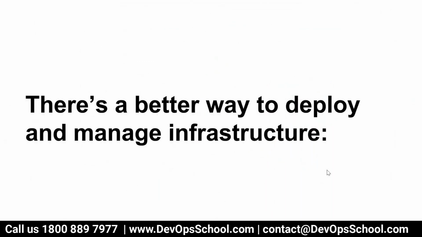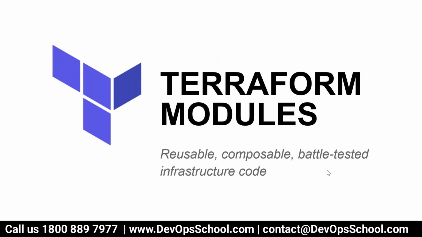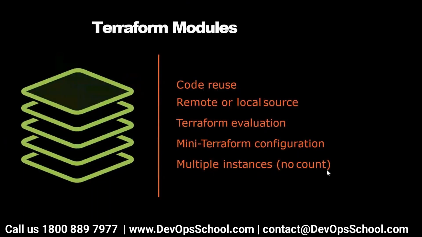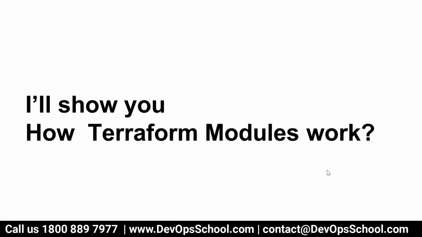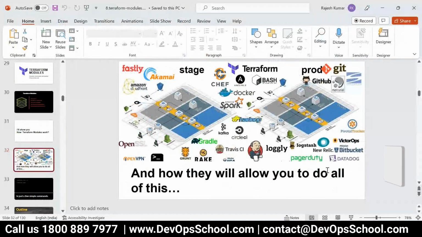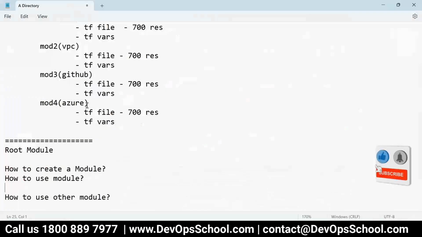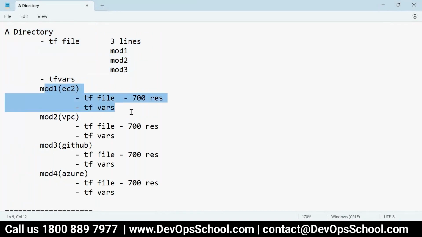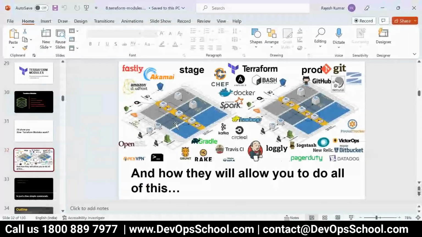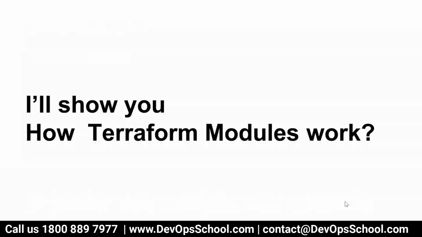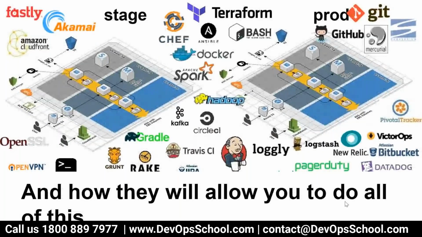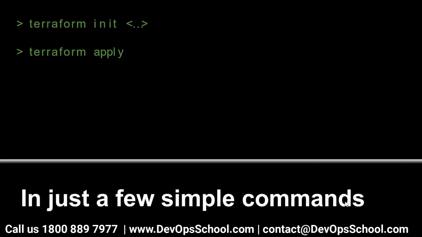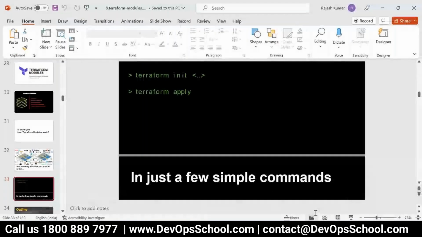So what is a better way to deploy and manage infrastructure? That is a Terraform module. So what is a Terraform module? A Terraform module is a directory which has TF files and tfvars, and in this directory you create a module for each and every functionality. So if you see here, you want to create a Terraform module for each and everything, and then you deploy in one go. So how do you do that? Let me show you the demo for that.